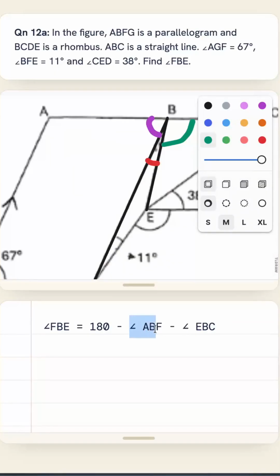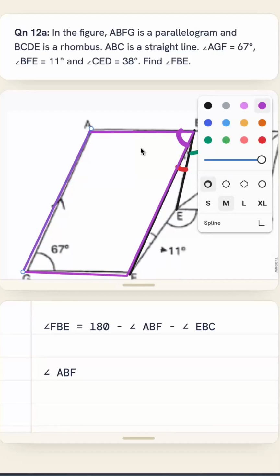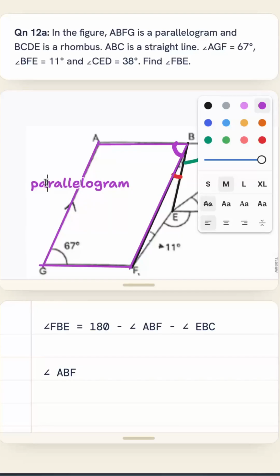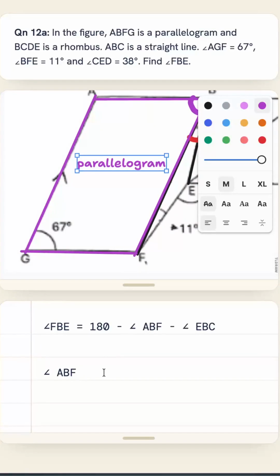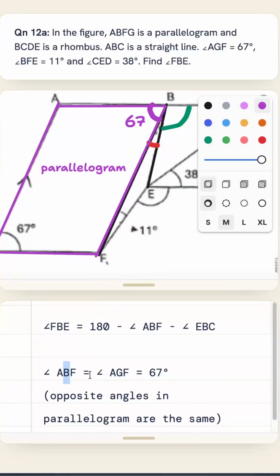So let's first find out angle ABF. Angle ABF is part of what shape? If you guess the shape is ABFG, then you're right. This is the shape that we are looking at, and this is a parallelogram. One of the properties of a parallelogram is that opposite angles are the same. So angle ABF is equal to angle AGF, which means this will be equal to 67. Now we know ABF is 67.